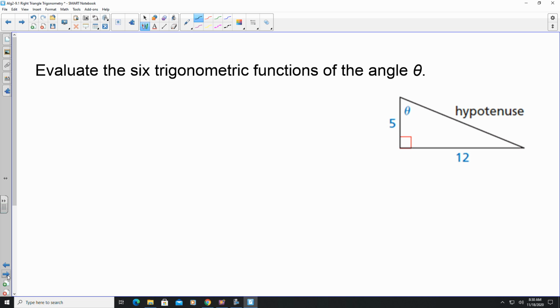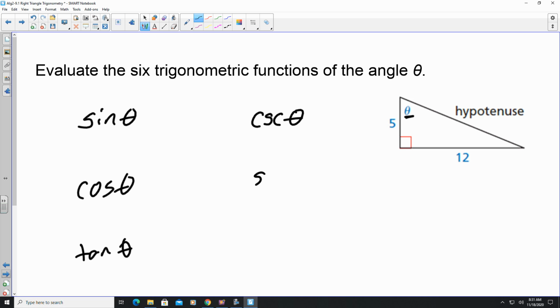What they are asking us to do here is evaluate the six trigonometric functions of the angle theta. My angle theta is located right here. So I'm just going to type in sine theta, cosine theta, tangent theta, and then I'll do my reciprocals, which are cosecant theta, secant theta, and cotangent theta.